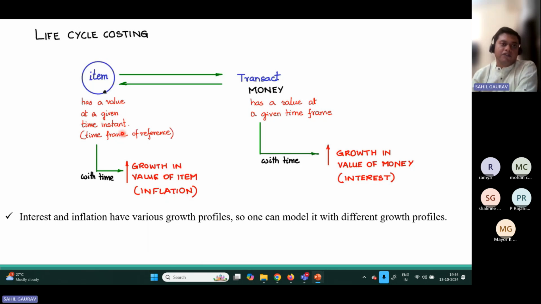an item has a value given at the present time. You need to transact with money. The money is related to interest, so the money value will increase with time, while the item value also increases with time, and this is related to inflation. So money is related with interest, while the item is related with inflation. This interest and inflation have various growth profiles, so we can model them with different growth profiles.